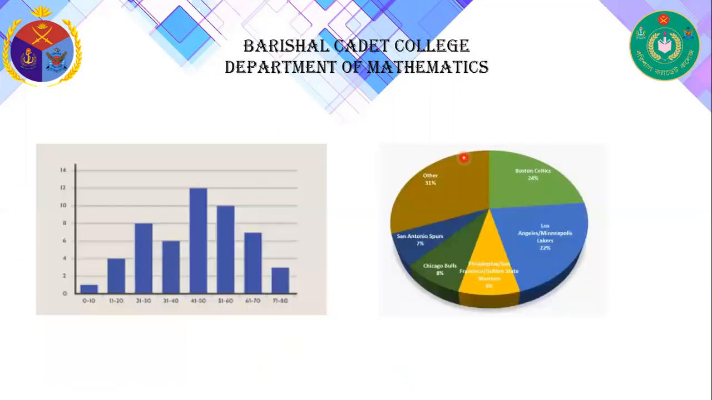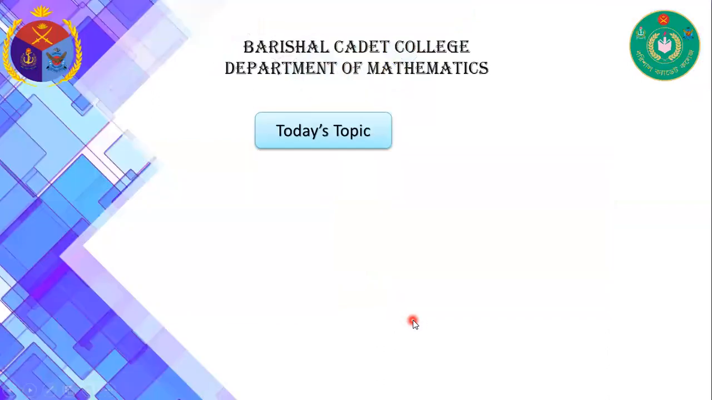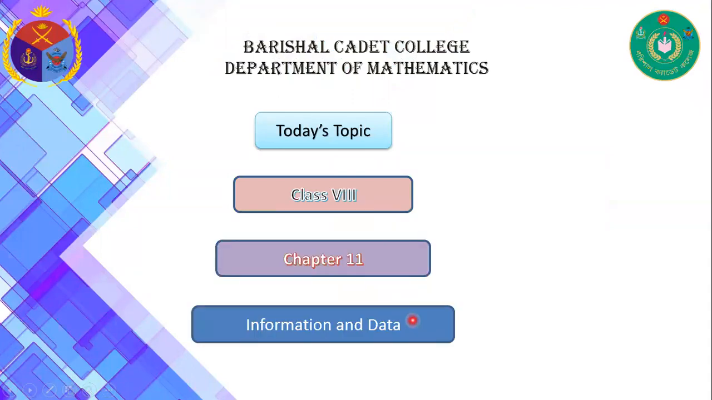Dear cadets, can you guess from this picture what we are going to learn today? Number one is histogram, and number two is pie chart. So, our today's topic is chapter 11, information and data, especially histogram and pie chart.